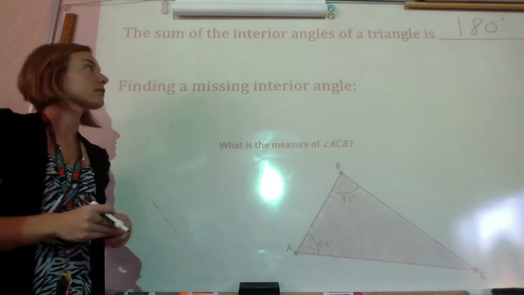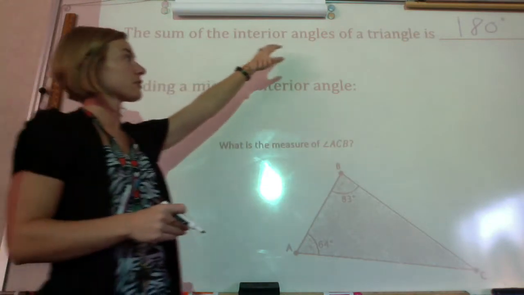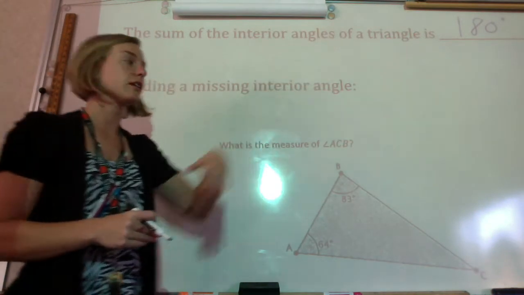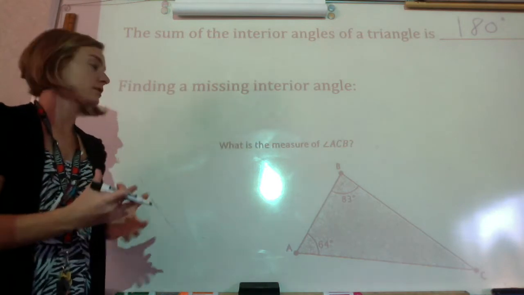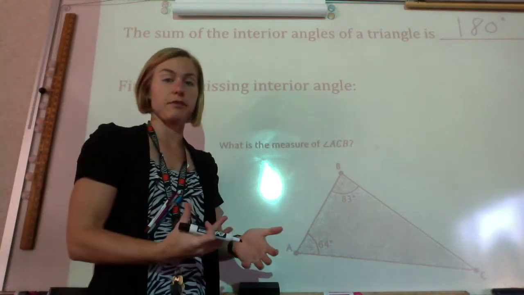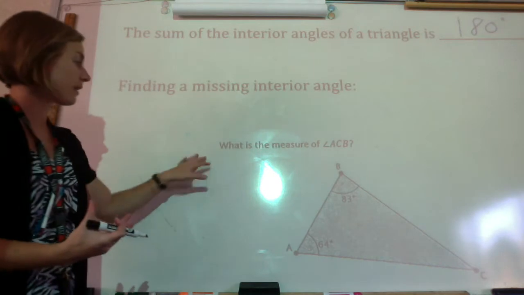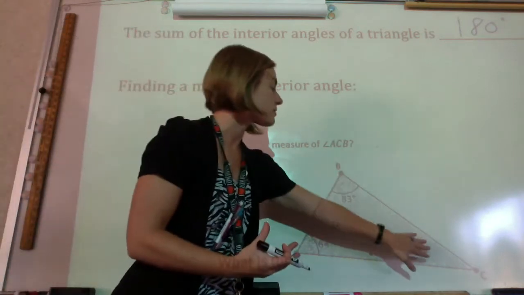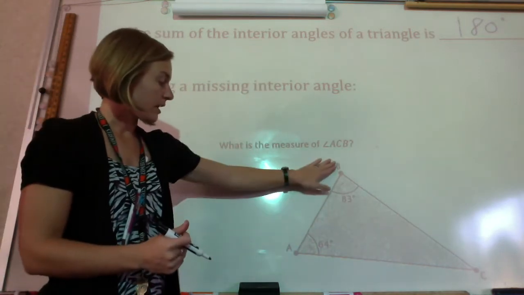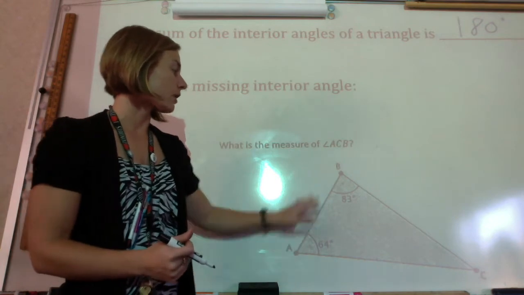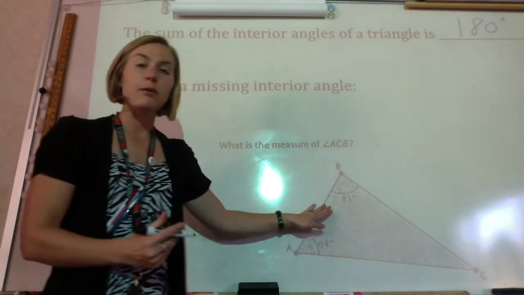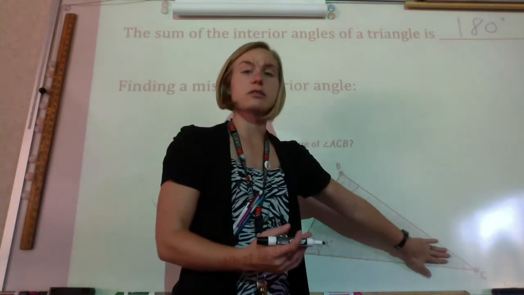So now that we know that the sum of the interior angles of a triangle is 180, we can use that fact to find any missing angles we might have of a triangle. So here we have triangle ABC, and we have that angle A is 64, angle B is 83, and we need to find the measure of angle C.